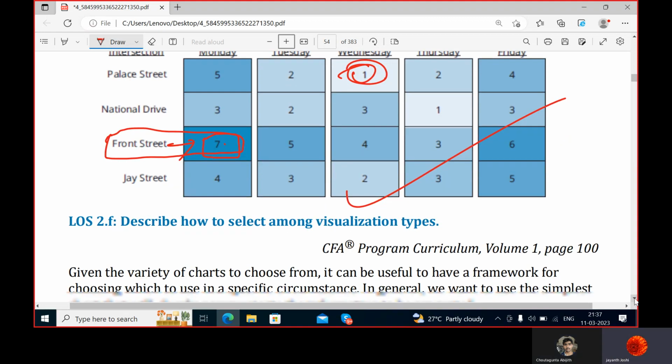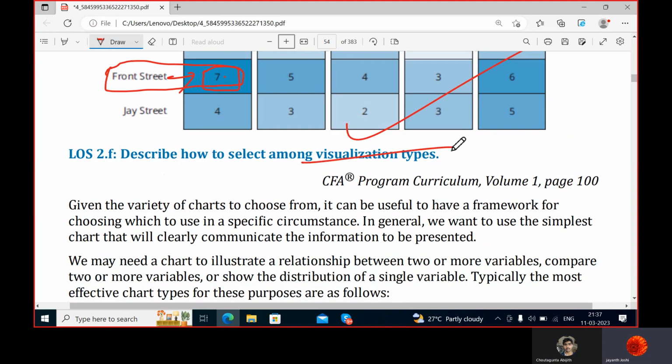Describe how to select among visualization types. So we are going to end this topic here today, and then we will enter into the mainstream topic, that is the measures of central tendency. Okay.